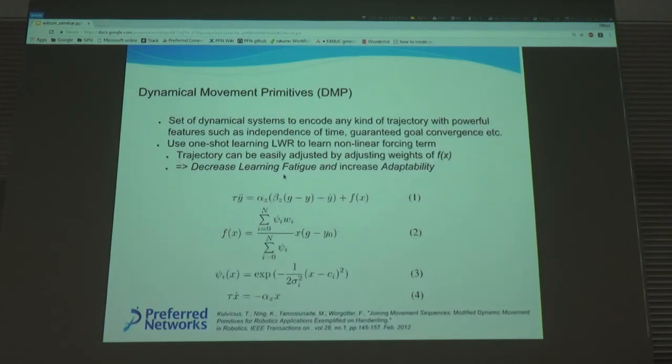So a bit more detail about dynamical movement primitives. These are basically a set of dynamical systems that encode any kind of trajectory.